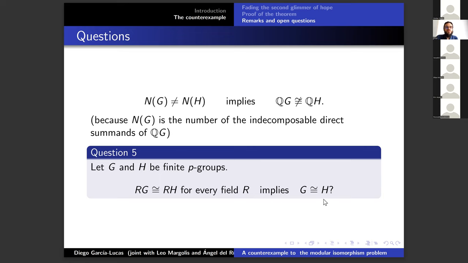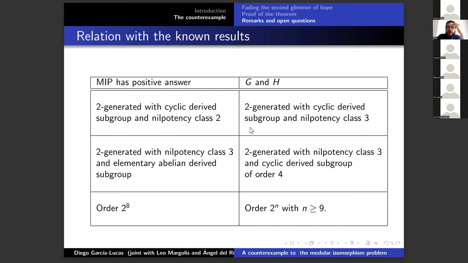Now I'd like to compare our examples with the known results for the modular isomorphism problem. It is known that the MIP has a positive answer if the groups G and H are two-generated with cyclic derived subgroup and nilpotency class 2, while our groups are very similar since they are two-generated with cyclic derived subgroup but with nilpotency class 3, just one more.